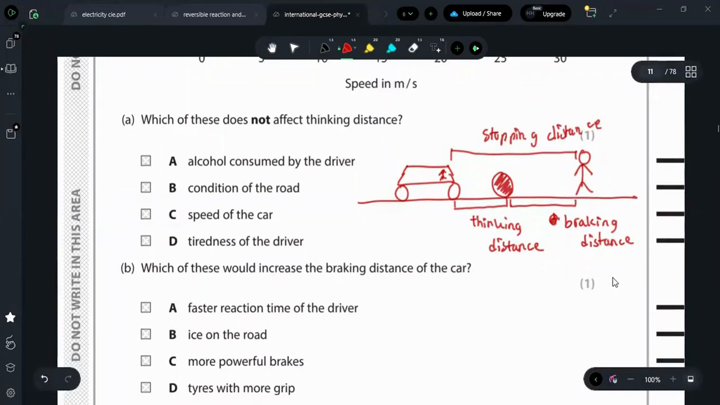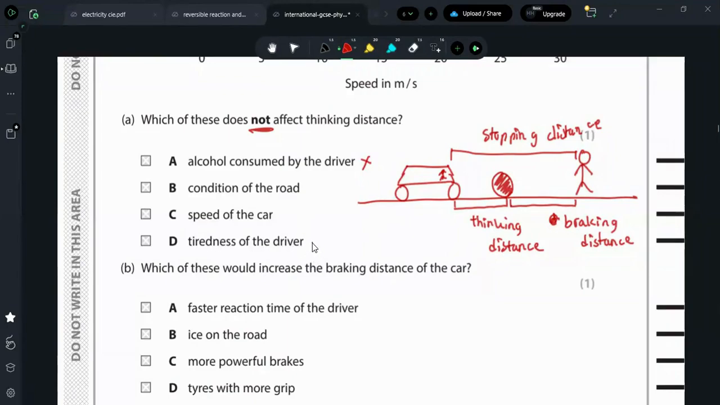Let's start the question. Which of these does not affect the thinking distance? Thinking distance basically is the distance I travel during my reaction time. So we have to find out which things do not affect my reaction time. Firstly, if the driver has consumed alcohol, obviously my reaction process will be affected, right? Having consumed alcohol, the driver cannot think at all, so may not react, or may react with a big delay, by which time maybe I am dead. So this is affecting my thinking distance. This cannot be my answer.